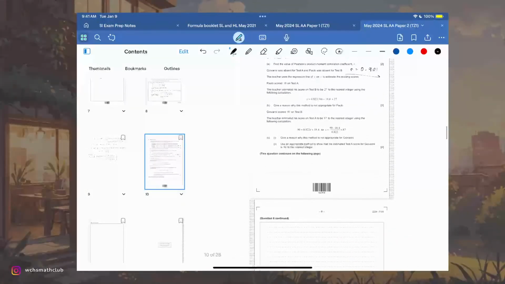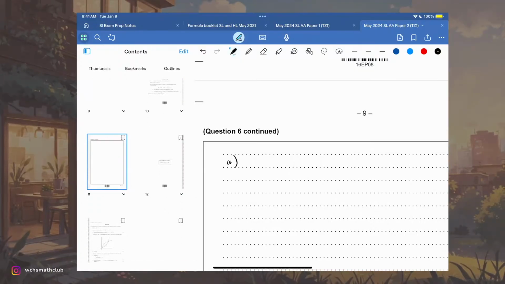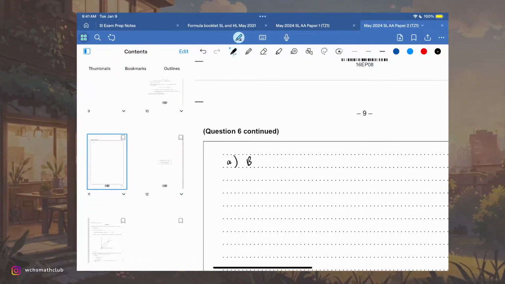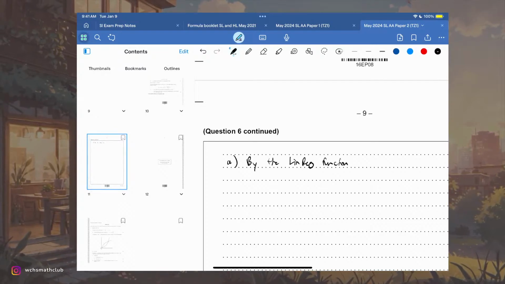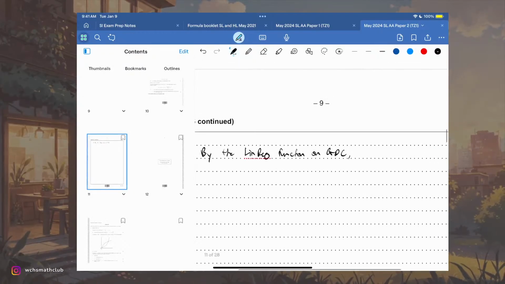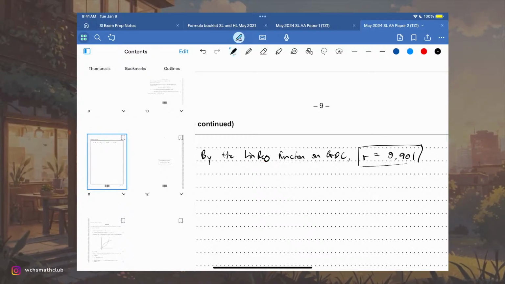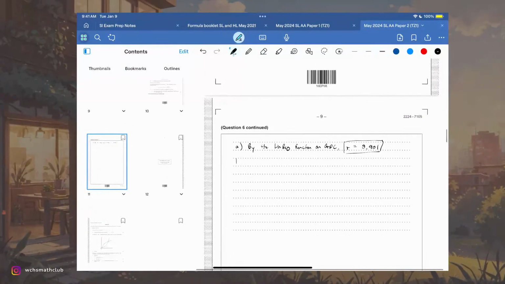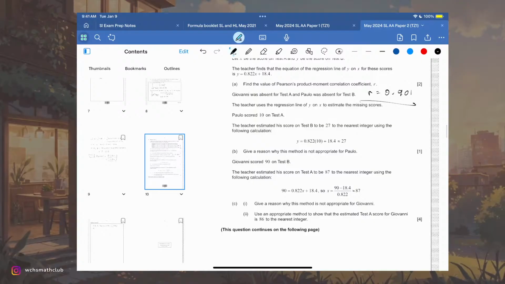So of course, when you actually represent this on the answer paper, you would write A, and then by the linreg function on GDC, we have R equals 0.901, just like so.